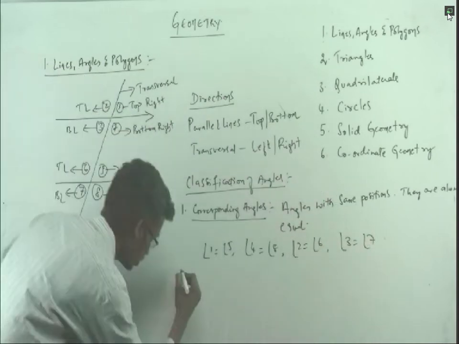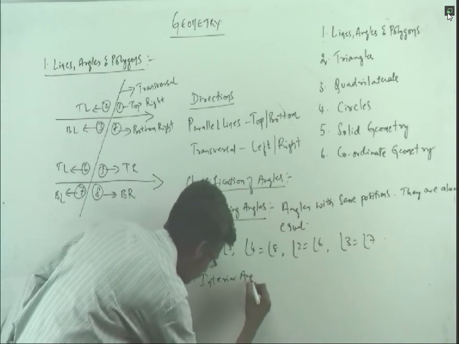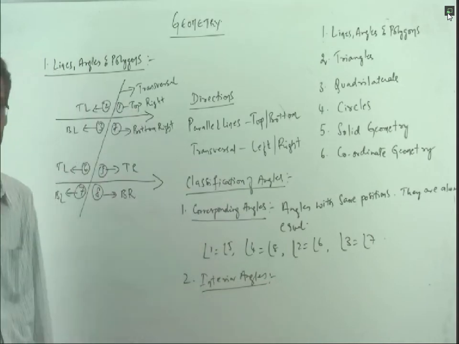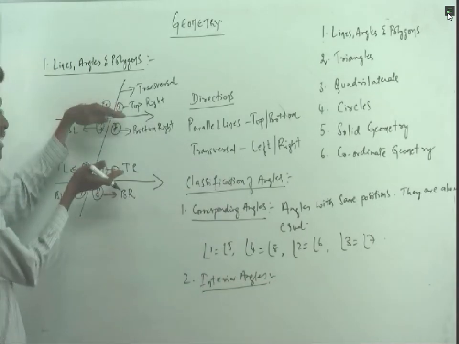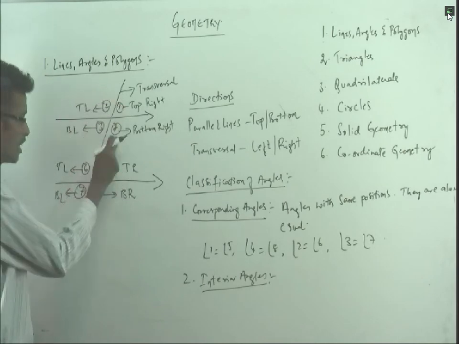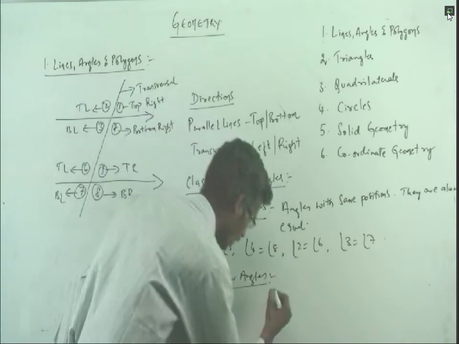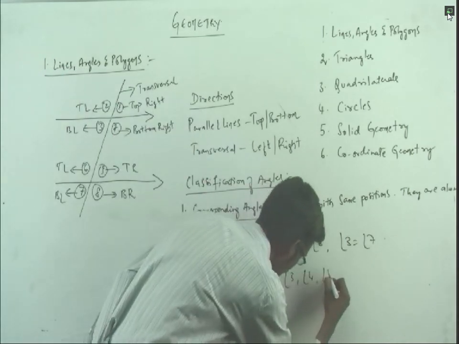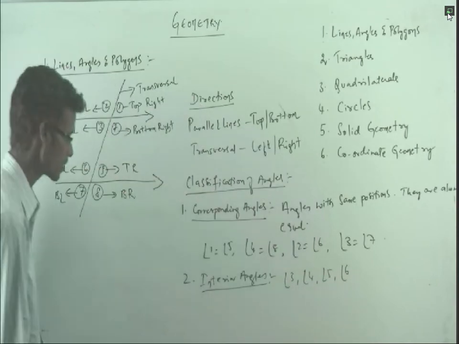The second classification is interior angles. In the word itself, you can see interior, which means inside. If you consider two parallel lines, the angles which are inside the parallel lines are called interior angles. Those four angles are 3, 4, 5, 6 because these four angles are inside or within the parallel lines. So I can say angle 3, angle 4, angle 5, angle 6. These four are interior angles.